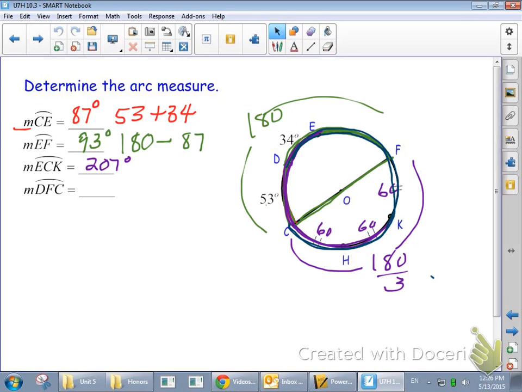This part here is the only part that's not included. So I can just say 360 minus 53. That'll give me all the rest. So that's going to be 307 degrees. So arcs are really nice. Everything deals with 360. So we'll see how we do with that.